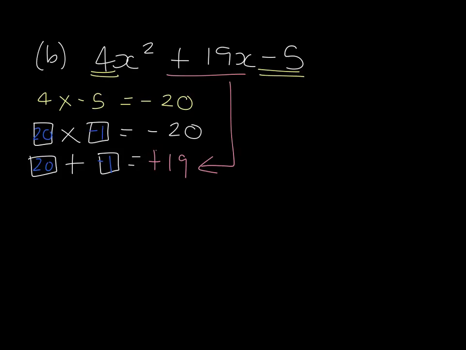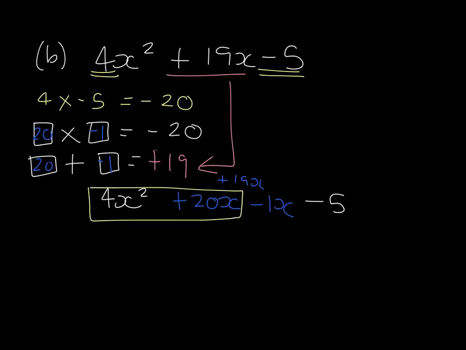I then write out my quadratic. My first term is 4x squared, my last term is minus 5, but instead of plus 19x, which was originally the middle term, I'm now going to write out plus 20x minus 1x. I then take the first pair of terms and I factorise them completely, so I take a 4x outside the bracket, leaving me with an x plus 5 inside the bracket.